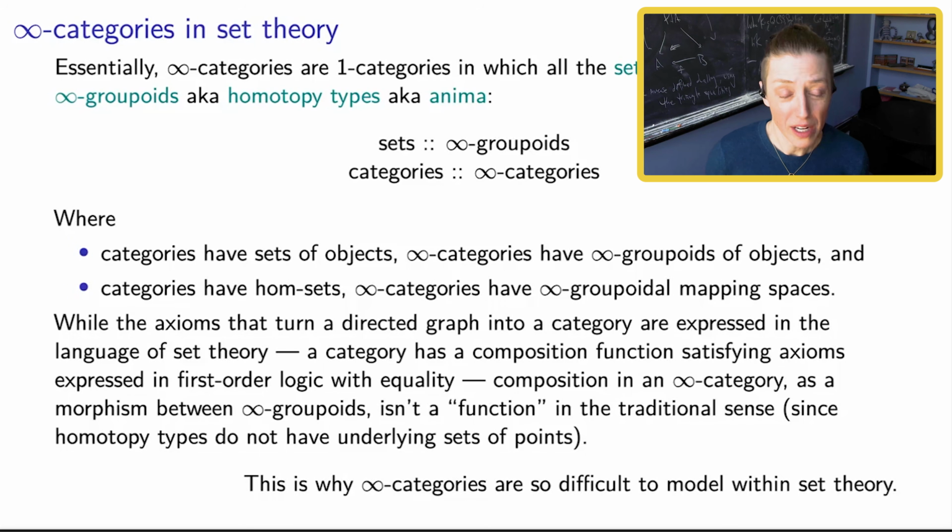So I'll give you some precise definitions, but what you'll see is they don't really correspond to this idea very well. So this is the intuition for what an infinity category is. But explicitly describing the composition and the associativity and the coherences and the weak inverses and stuff like that in the language of set theory, it's a bit tricky.